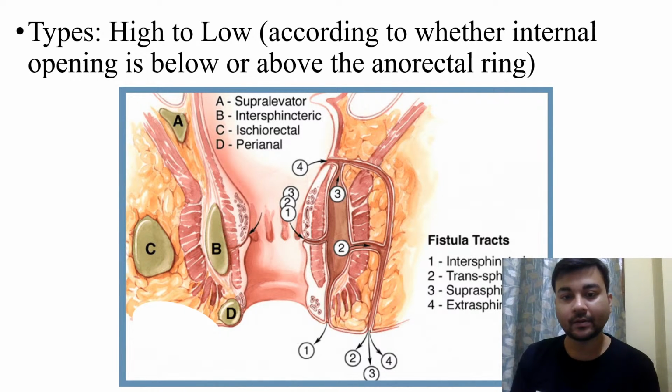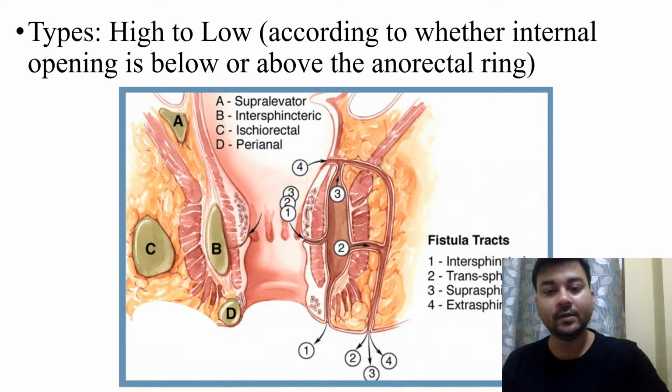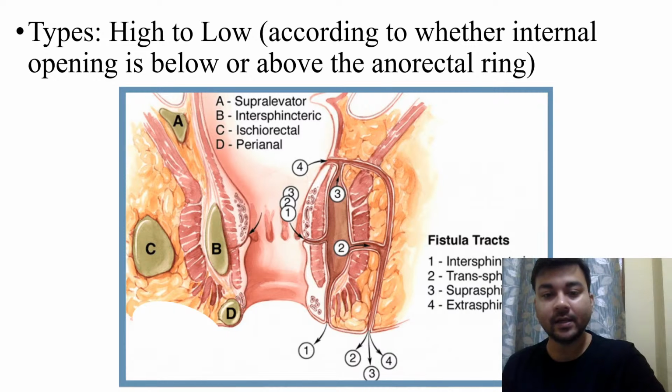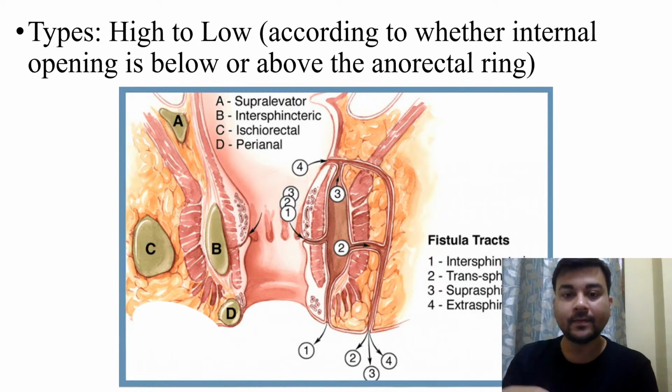Intersphincteric, okay, it is 1, then 2, it is starting in the lumen, okay, in the anal canal. Just see the numbers. Are you able to see the numbers? 1, 2, 3, the lumen in the anal canal. 1, 2, 3, it is starting. 4 is starting high in the rectum. Okay, fourth type, that is extrasphincteric fistula, it is arising from the rectum, whereas 1, 2, 3 are arising in the anal canal, and then 2 is going through the sphincters and opening into the skin.